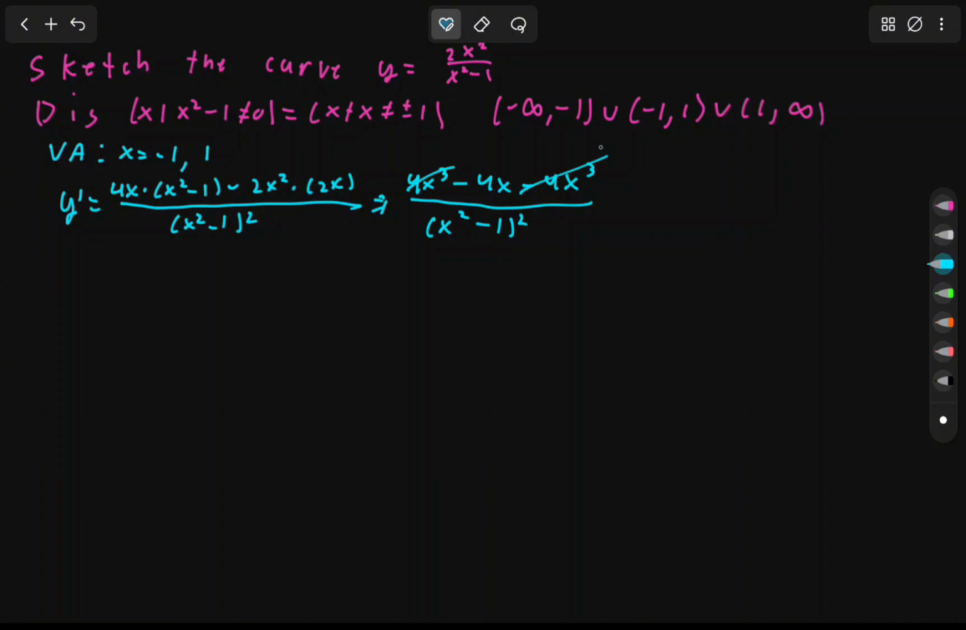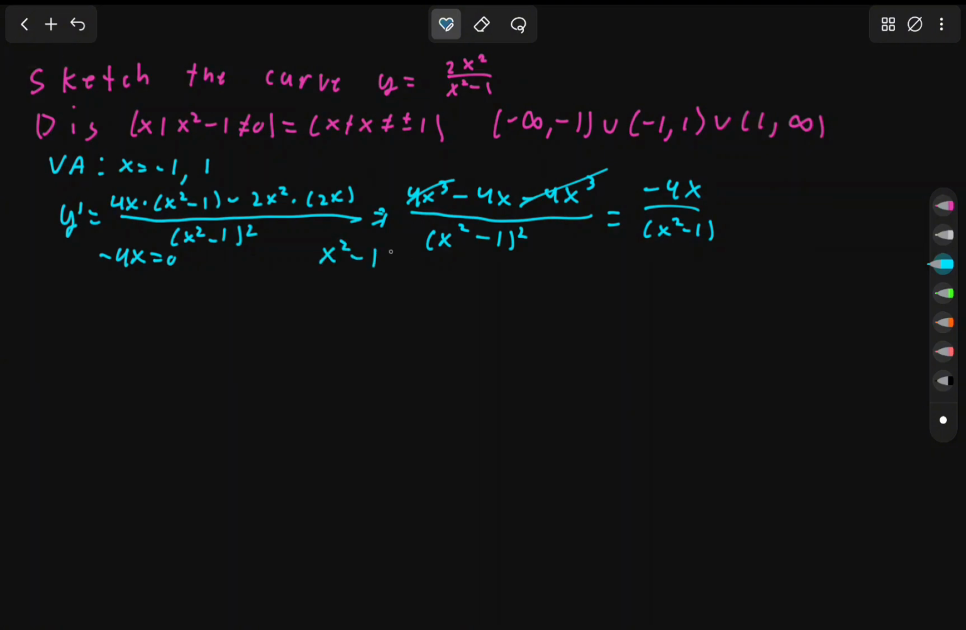Well, the two 4x cubes cancel, leaving us with just -4x divided by x squared minus 1 squared. Now what we have to do is solve this for 0 and where it's undefined. So we get -4x is equal to 0, and x squared minus 1 is equal to 0, as those are possible points where it will be undefined. Well, we get x is equal to 0 for the solution to the left equation, and x is equal to plus or minus 1 for the solution on the right.